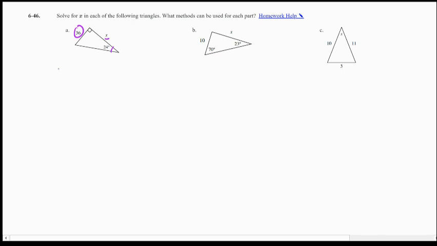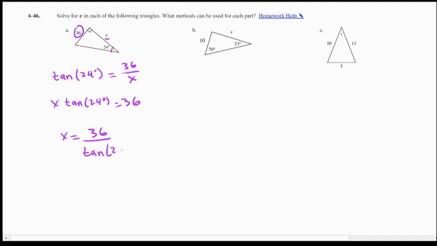So in this one, I'm going to use tangent. It says tangent of an angle, 24 degrees, is equal to the opposite side over the adjacent. So now I'm going to solve for x by multiplying both sides by x and then dividing both sides by tangent of 24. And make sure your calculator is in degrees because we're given degrees here.